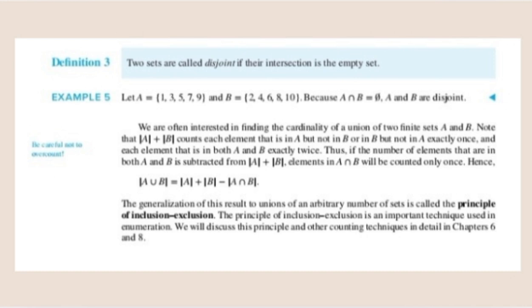The generalization of this result to unions of an arbitrary number of sets is called the principle of inclusion-exclusion. The principle of inclusion-exclusion is an important technique used in enumeration. We will discuss this principle and other counting techniques in detail in chapters 6 and 8.